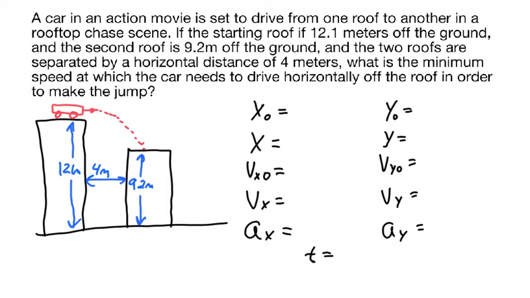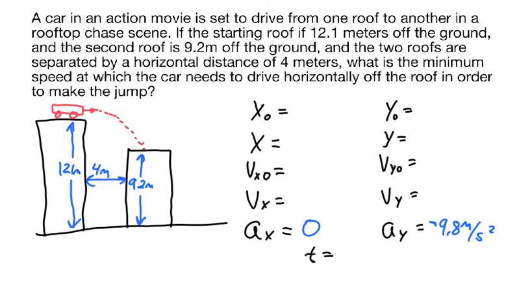We can always fill in the acceleration. In the x direction it is 0, and in the y direction it is negative 9.8 meters per second squared. That's coming from our definition for a projectile, that gravity is the only force acting on it, so the only acceleration is going to be that due to gravity.